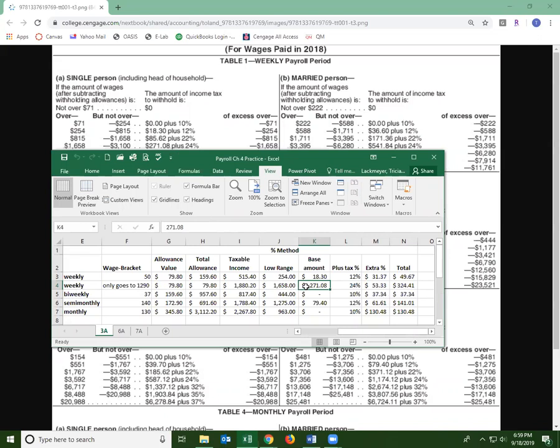So the base amount, $271.08, and then I took 1880.20 minus 1658 and took 24% of that. So their extra or excess tax is $53.33 plus the $271.08. So using the percent method, their total FIT, or federal income tax withholding, is $324.41.